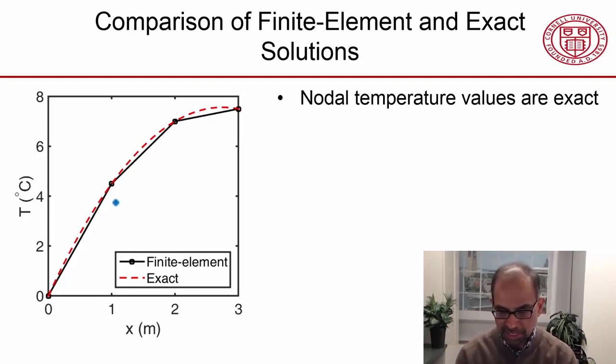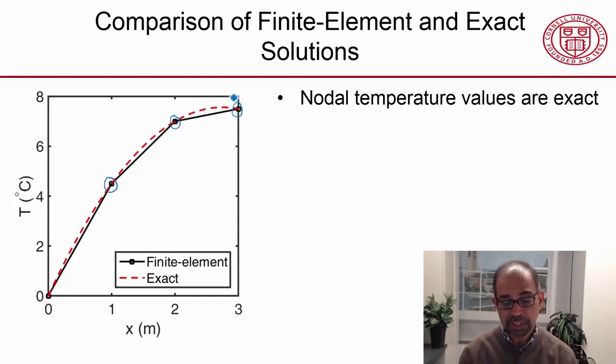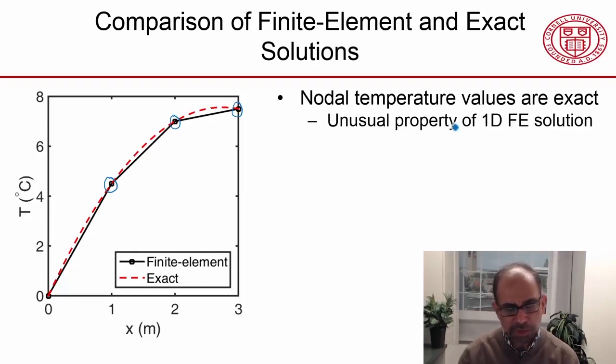And we see that the nodal temperature values are exact. So if I look at this nodal temperature value, this nodal temperature value, and this nodal temperature value, they match exactly with the exact solution. That turns out to be an unusual property of the 1D finite element solution, and you won't get this to be the case for 2D problems and more complicated problems.